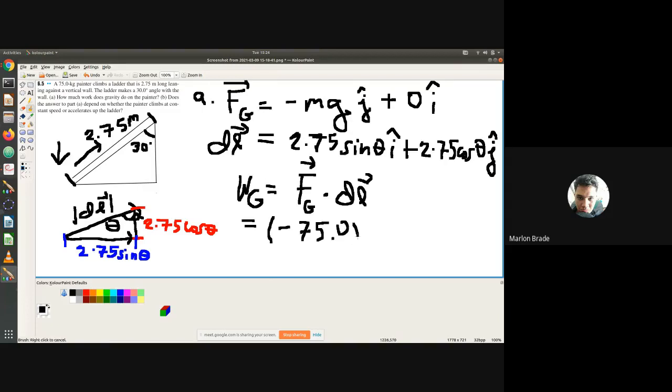multiplied by g, which is 9.8, and multiplied by 2.75, and this is multiplied by sine 30 degrees. Okay? So how much is it, guys? I haven't calculated.